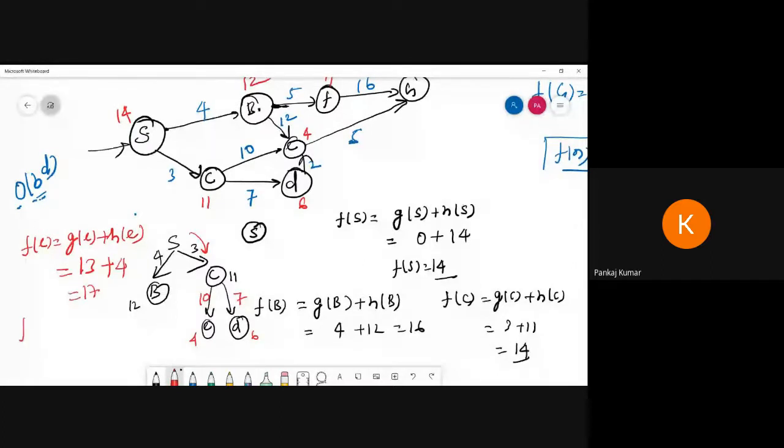Now again calculating f of D. So f of D is equal to g of D plus h of D. Yes or no? What is g of D we have? S to C, C to D. So that means 10 plus h of D is 16. So we can go for 16. So I can explore D.